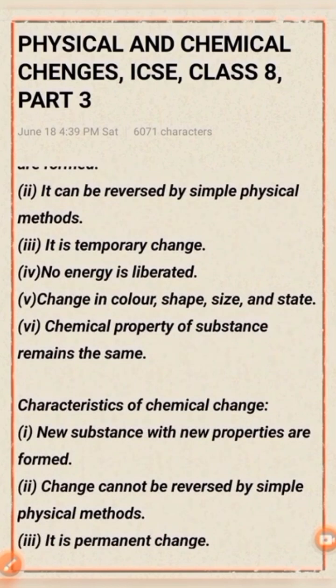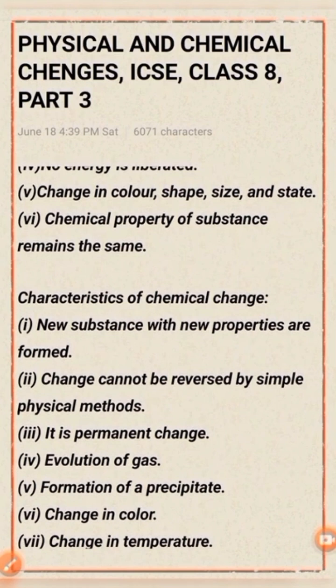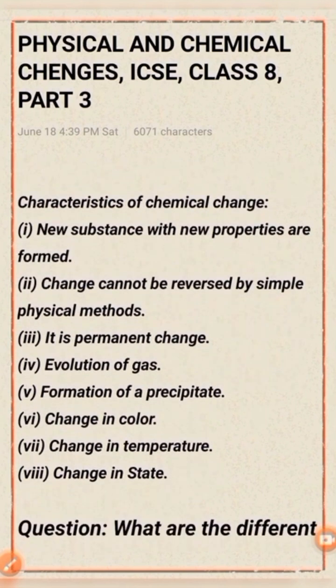Next part, characteristics of chemical change. Point 1, new substances with new properties are formed. Point 2, the change cannot be reversed by simple physical methods. Point 3, it is a permanent change. Point 4, evolution of gas. Point 5, formation of a precipitate. Point 6, change in color. Point 7, change in temperature. Point 8, change in state.